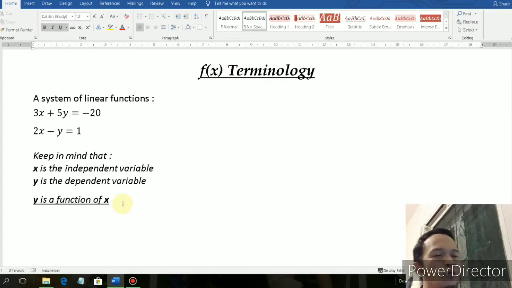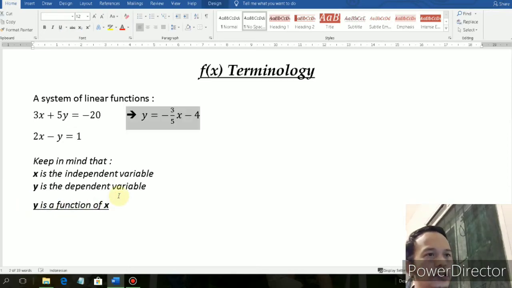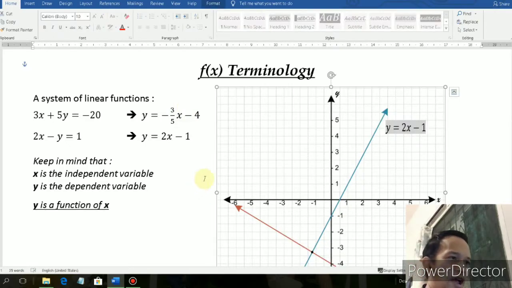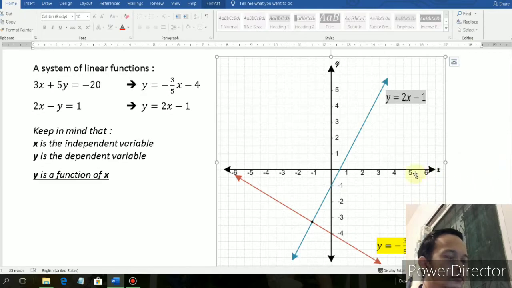Since we want to go back to the definition of a function, let's change this ax plus by equals c form into, let's just say, a slope-intercept form to show that y is a function of x. So let's convert that. You have learned about the conversion. So we have these two functions, and if I graph it, this is the graph. The blue line is the second one, y equals 2x minus 1, and the red one is the first one.